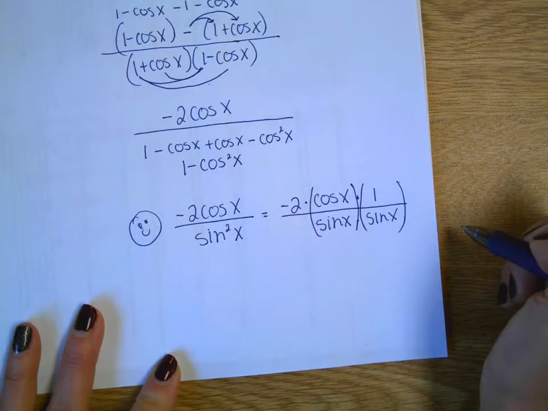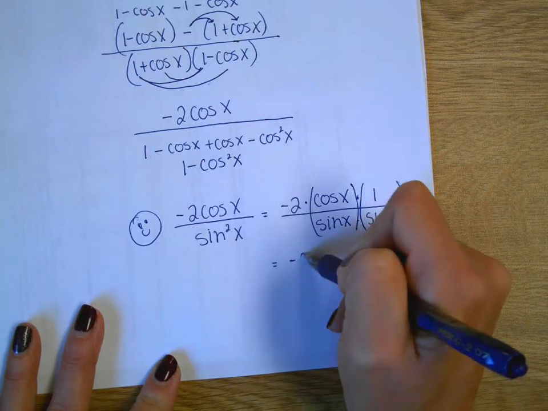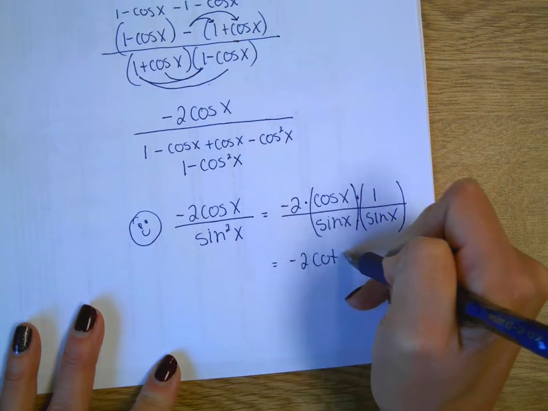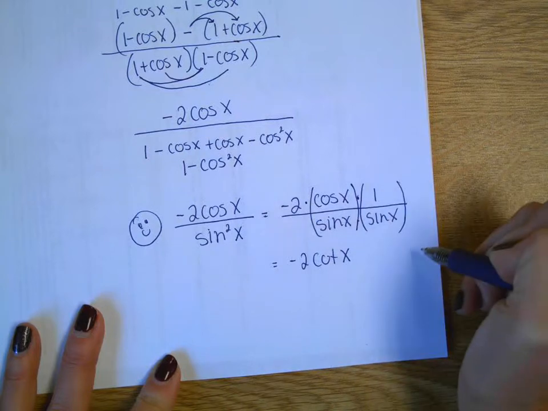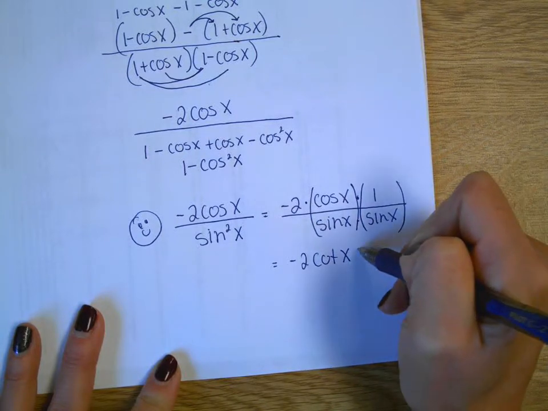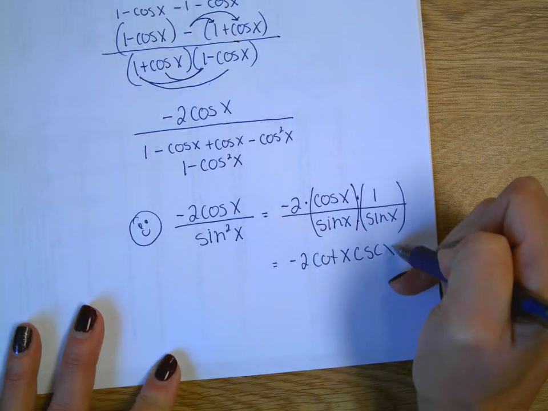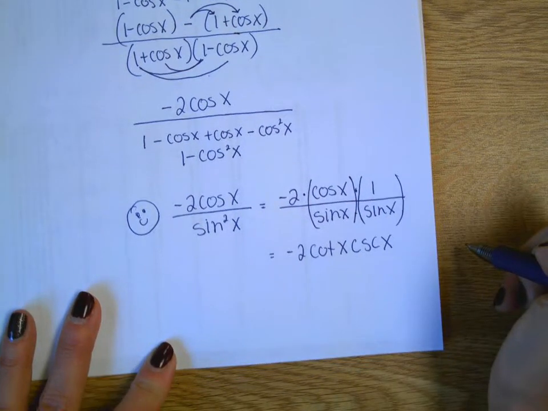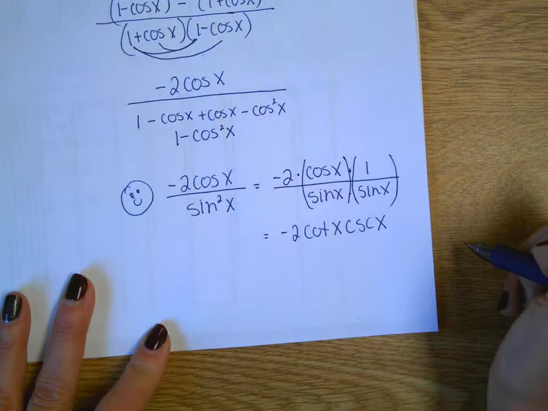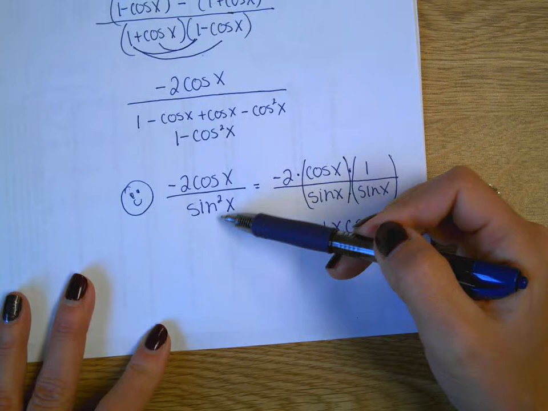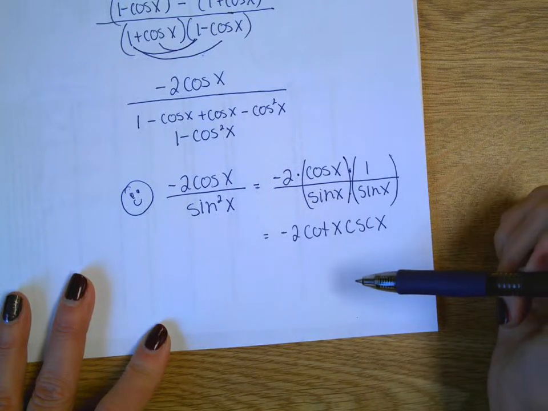Well, cosine over sine is cotangent. And 1 over sine is cosecant. I am happy if you get to the cosine over sine squared.